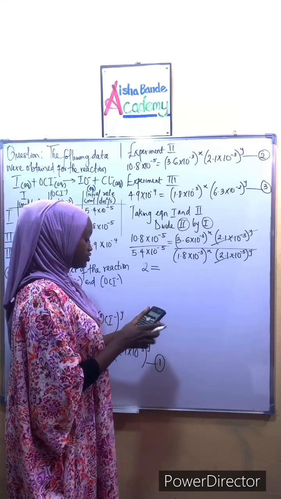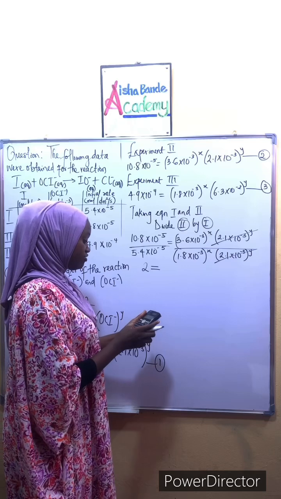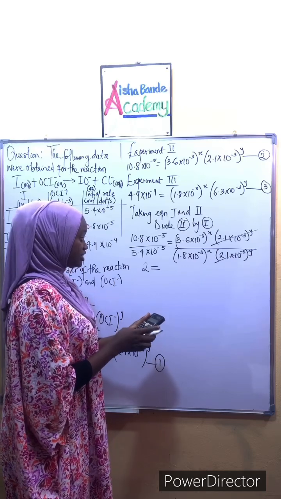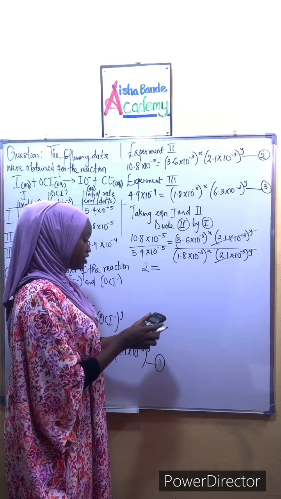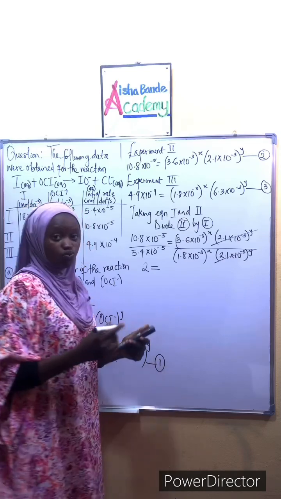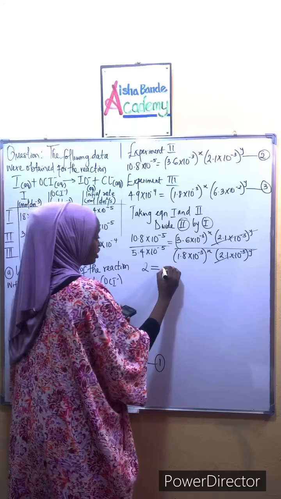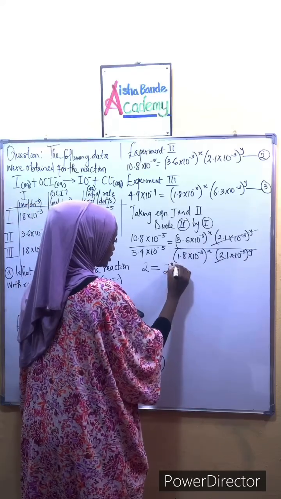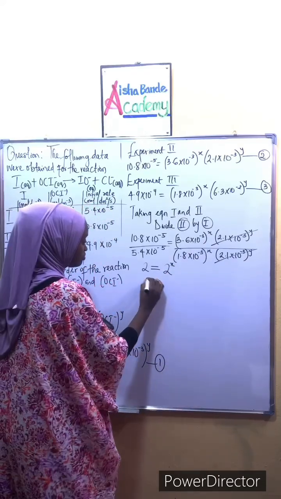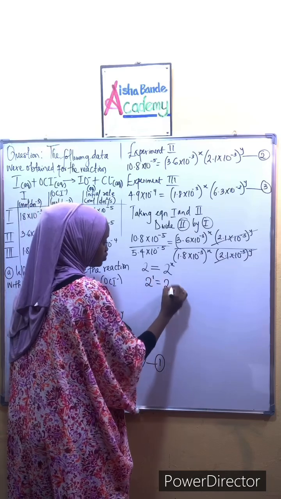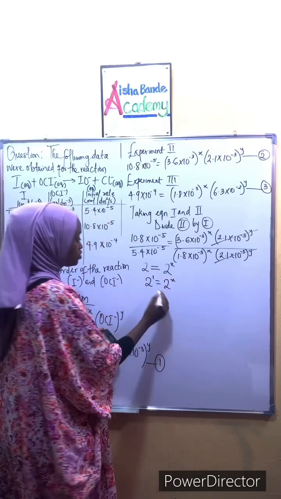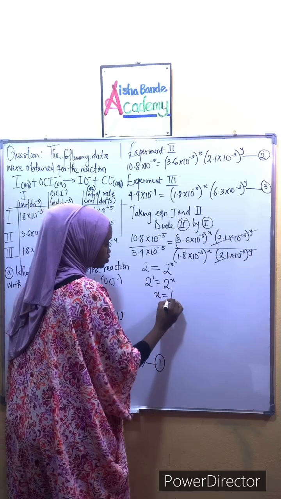3.6 times 10 to the power of minus 3 divided by 1.8 times 10 to the power of minus 3. So please, we have to be careful when using our calculator so we punch correctly. So here we have a value of 2 raised to the power of x. And we know from indices, this is the same as saying 2 raised to the power 1 is equal to 2 raised to the power x. So the bases are equal, so this is the same thing as saying x is equal to 1.